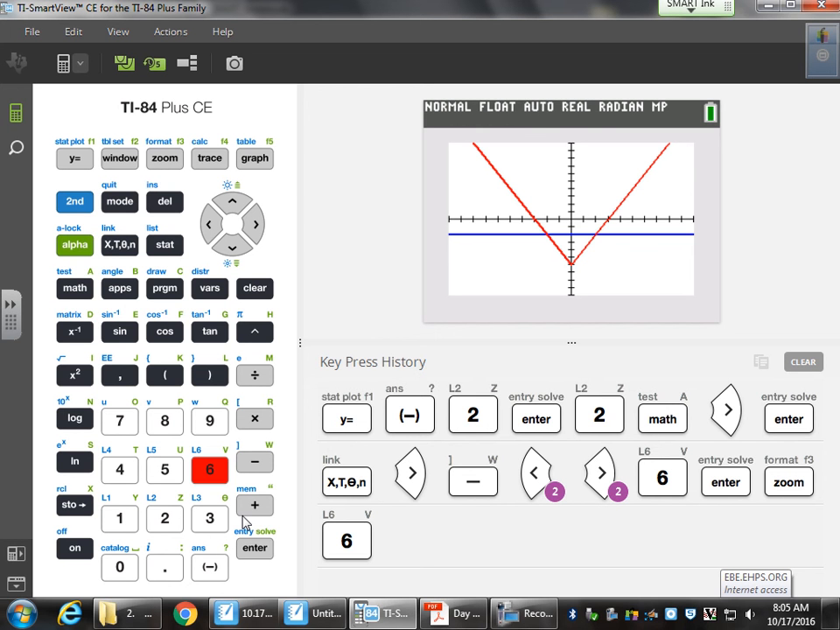Why is it saying that? Who's getting invalid dimensions? Can I borrow your calculator? Did anybody else get invalid dimensions? I'll have to figure out why. But how many people got this graph?